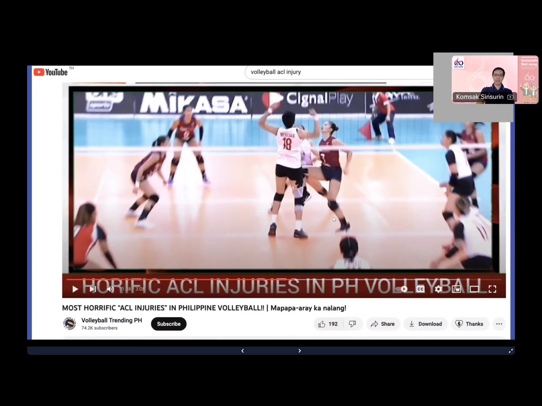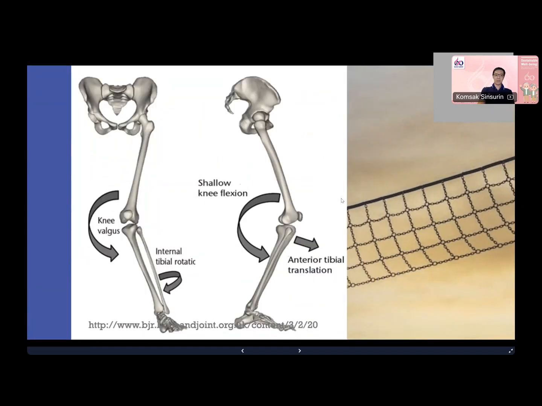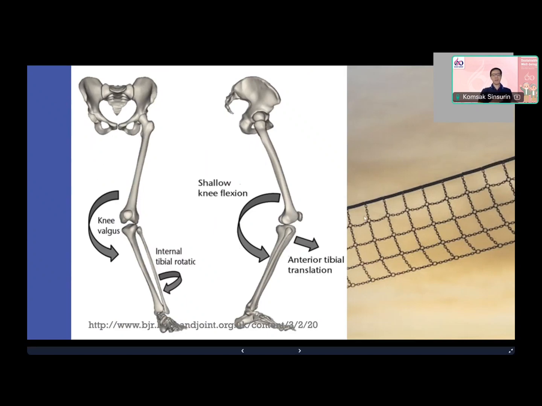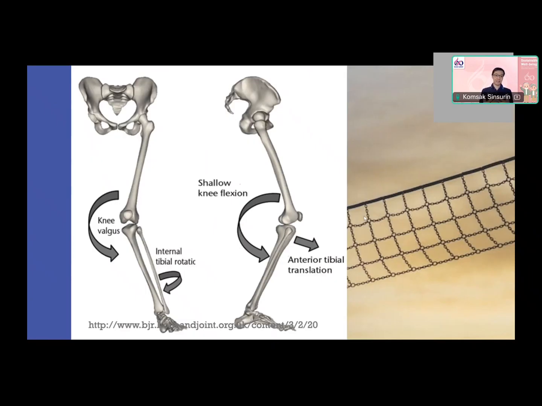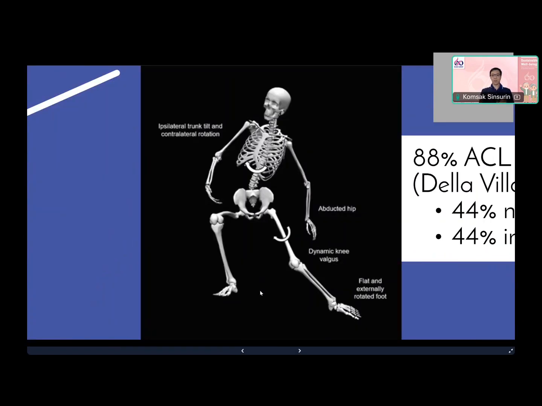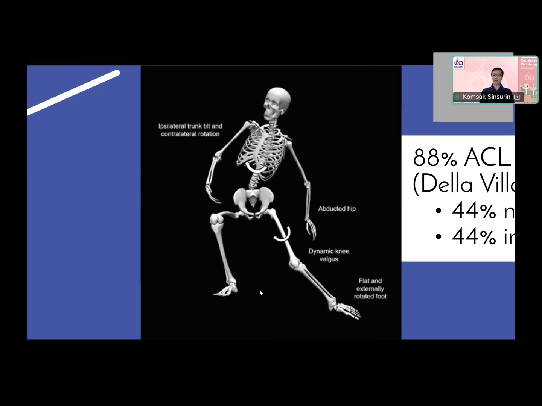But when we analyze in detail, most research suggests that dynamic knee valgus is the major parameter contributing to non-contact ACL injury. However, lateral trunk leaning, excessive hip abduction or hip internal rotation are also confounding and contributing factors. This is the typical pattern of dynamic valgus during a cutting movement.